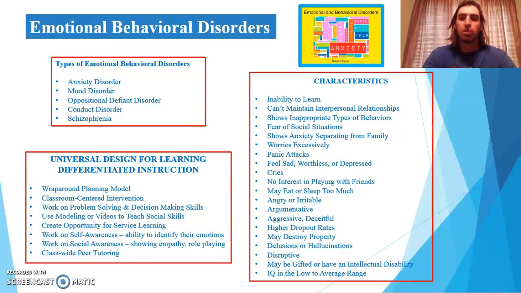A student with an anxiety disorder may worry excessively or have panic attacks. Those with a mood disorder may feel sad, worthless, or depressed. They may cry often and have no interest in playing with friends and eat or sleep too much. Those with oppositional defiant disorder may be angry or irritable. Those that have a conduct disorder may be aggressive, deceitful, or destroy property. Students who have schizophrenia may have delusions or hallucinations.